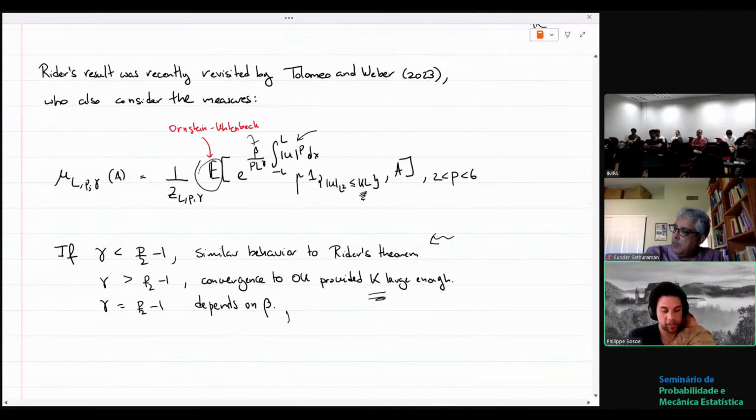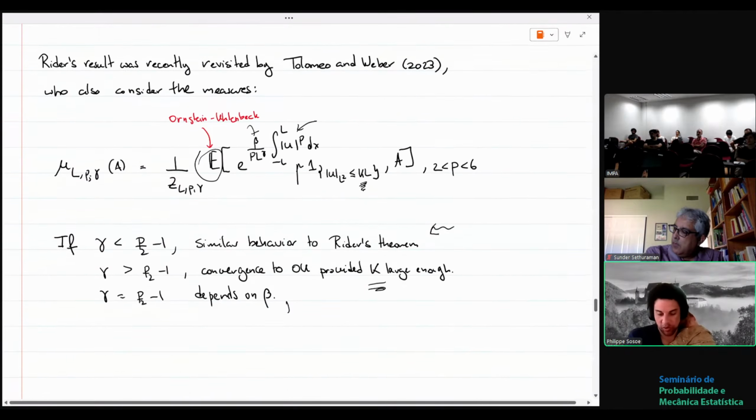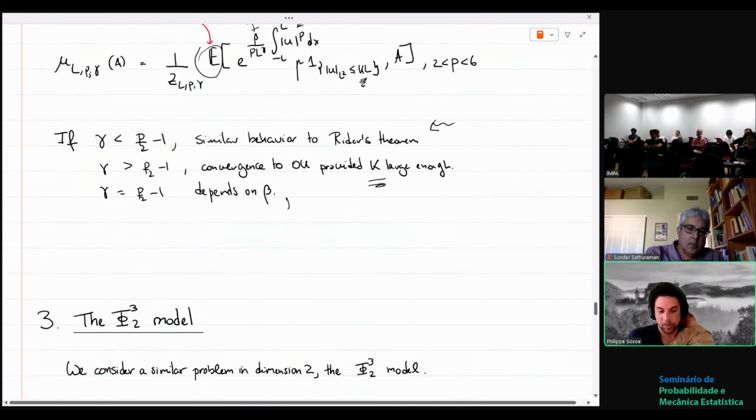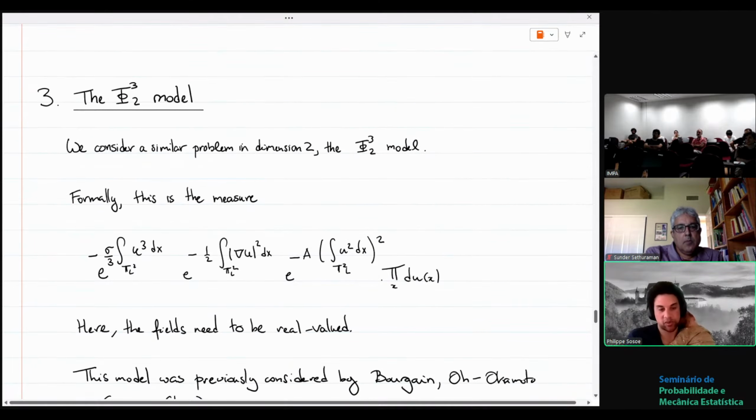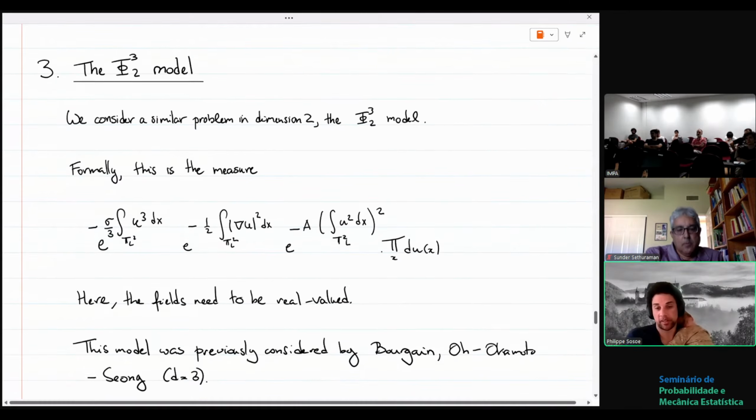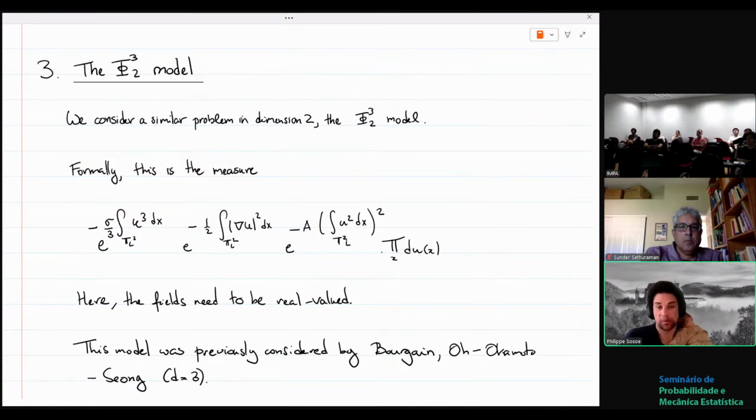Exactly. All right, so my goal was to just give you some general ideas of what happened, and it took a bit longer than I thought. But let me finally get to the phi-3,2 model, the model that we consider. We want to consider a similar problem, but in dimension 2. So now the base dimension, which so far was always the dimension of the parameter, is 2. The field before was a 2-component field, but we were still looking on a circle.